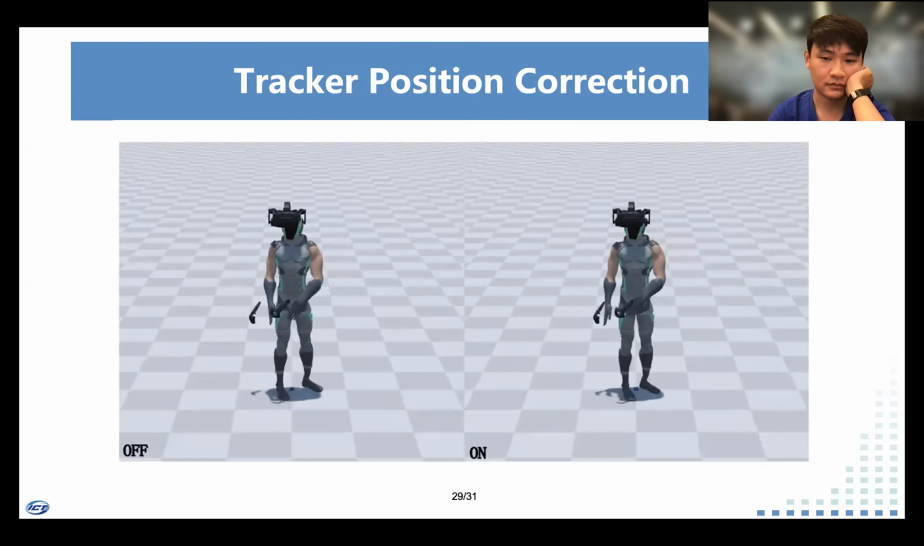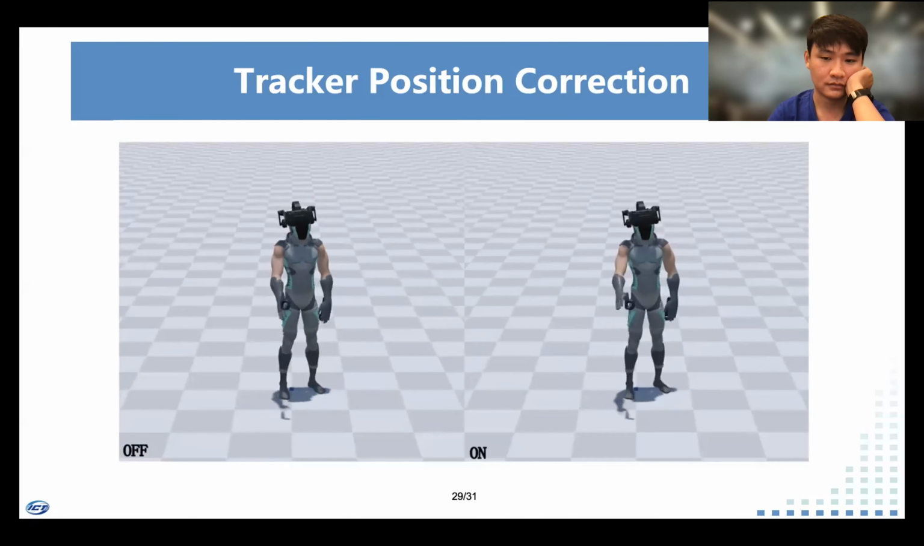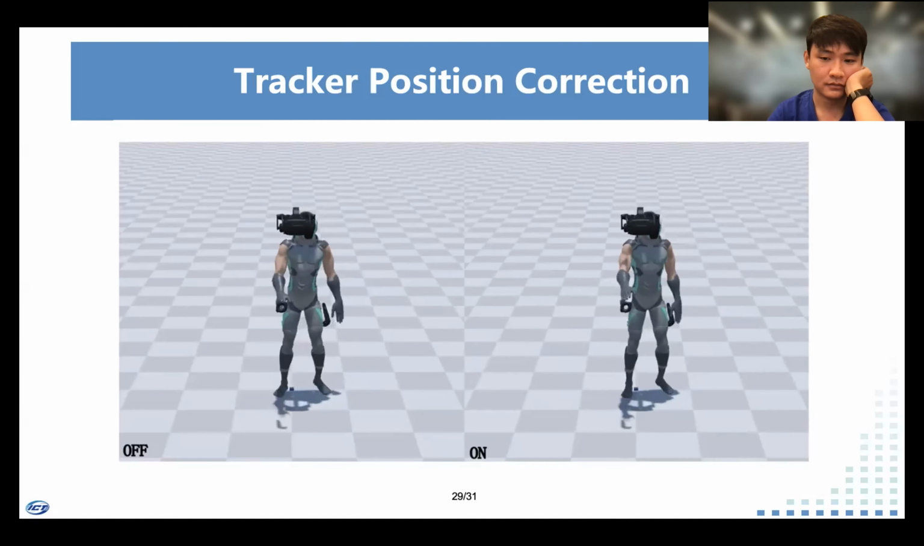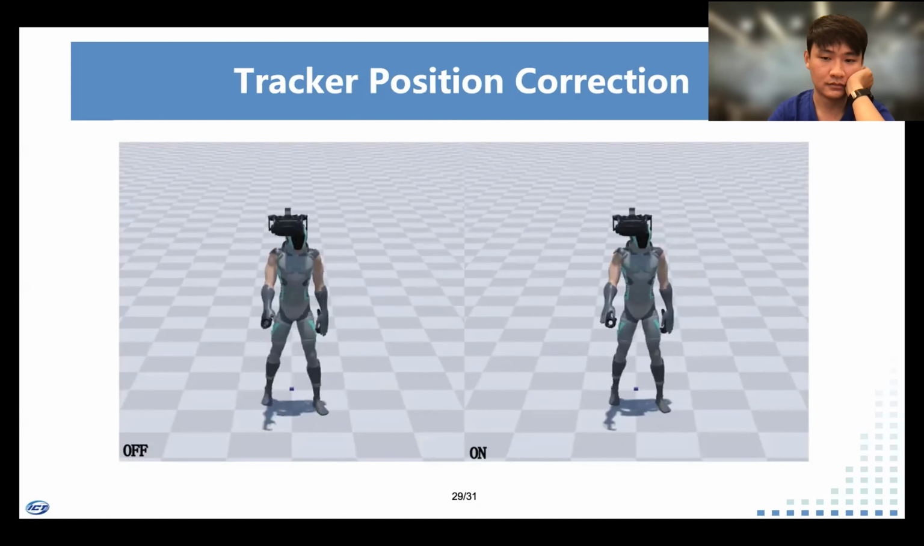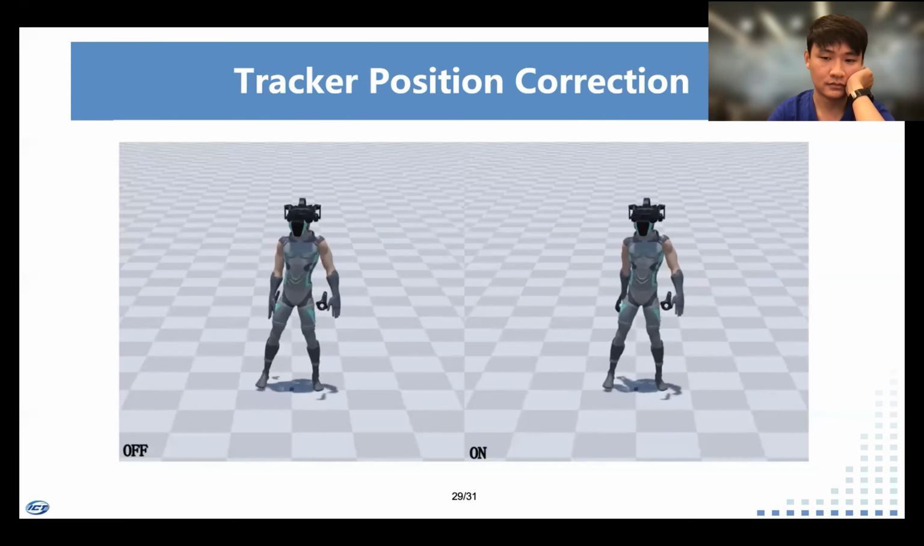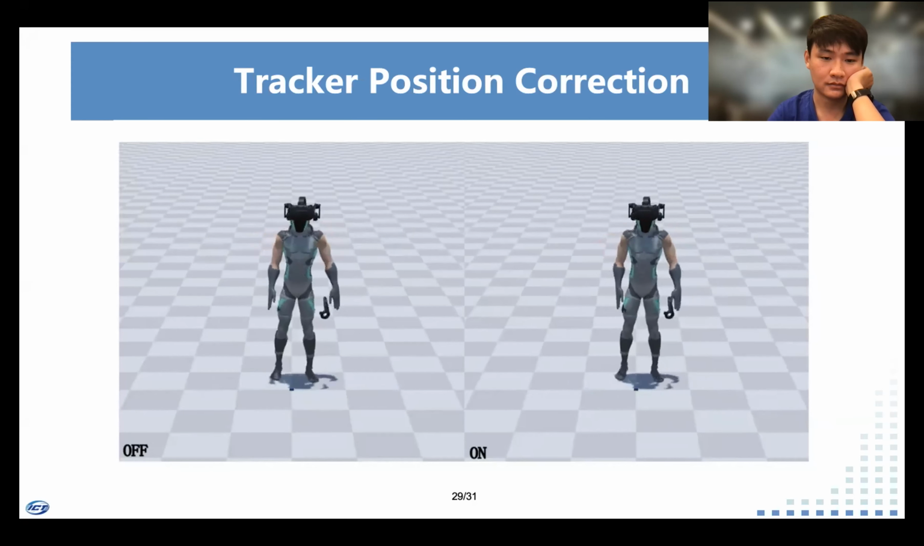Here is a comparison of the results with or without tracker position correction. We can observe that with tracker position correction, the input trackers match the corresponding body parts better.